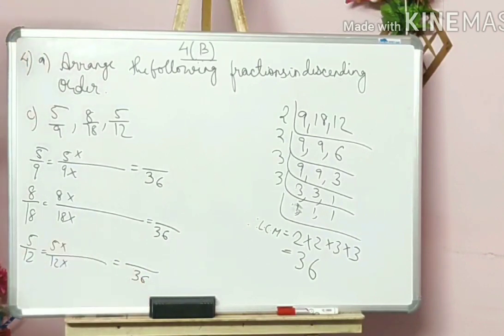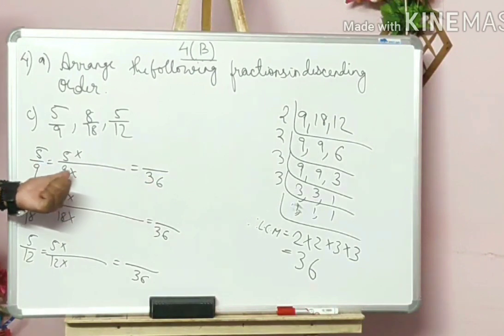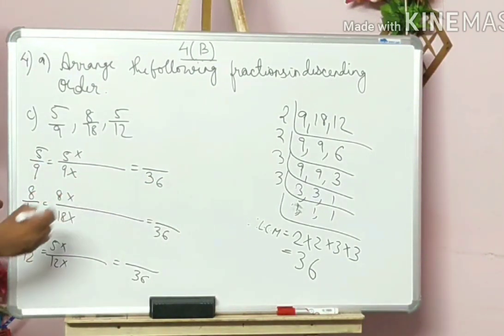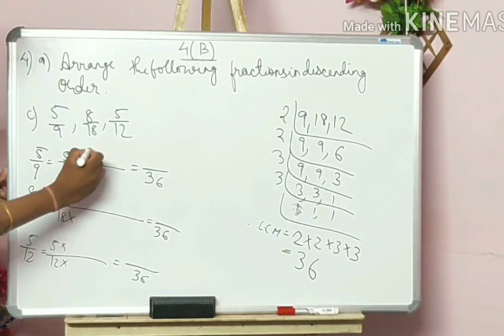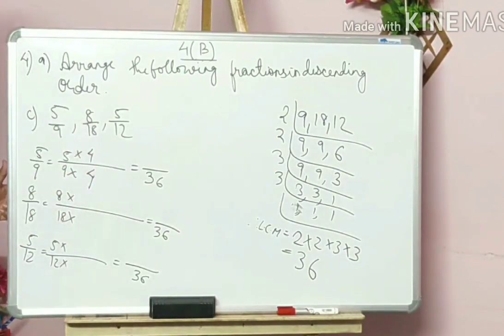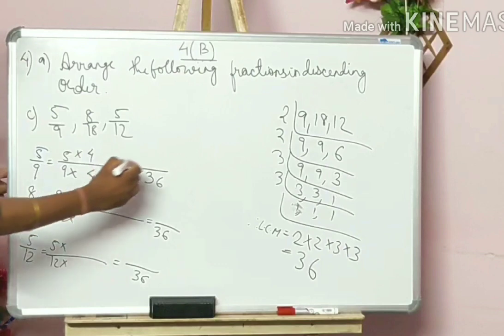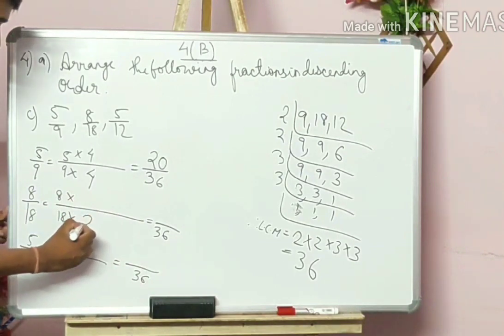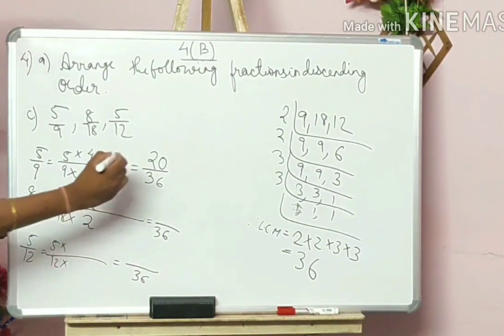We have written from earlier. Now what do you have to do? You see the denominator part. 9 will be multiplied by how much to get 36? So 9 4s are 36. So if I am going to write 4 here, I have to write 4 in the upper part also. Okay. So 5 4s are how much? 5 4s are 20, I have got. Again you see, 18 times how much is 36? So 18 2s are 36. So I am going to write 2 here, and I have to write 2 in the upper part also.